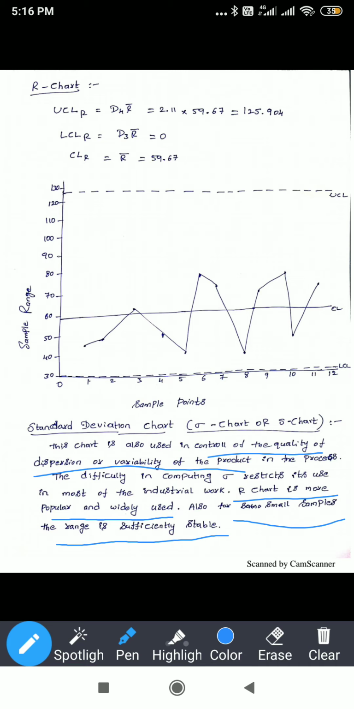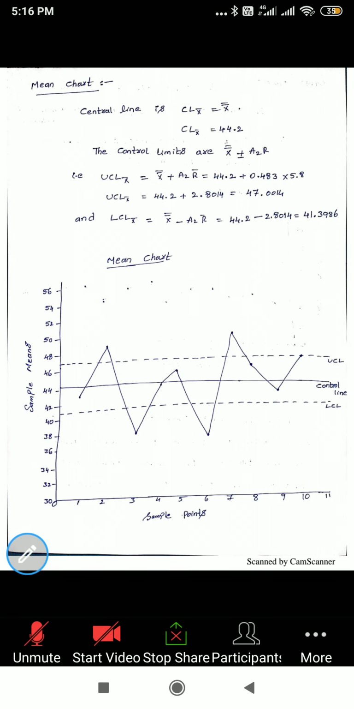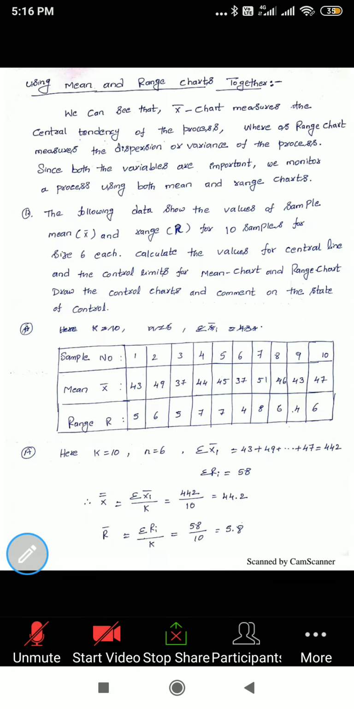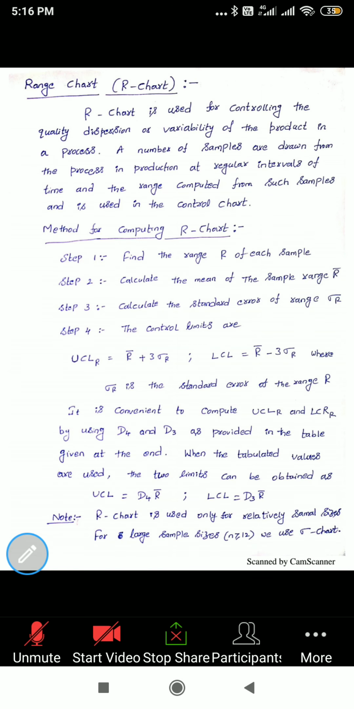So from this, we completed control charts for variables. The mean chart, range chart, and standard deviation chart are completed. Okay, thank you.